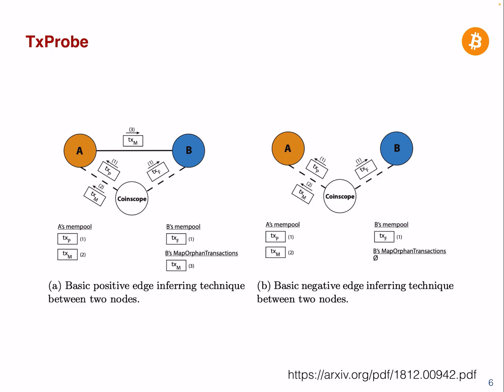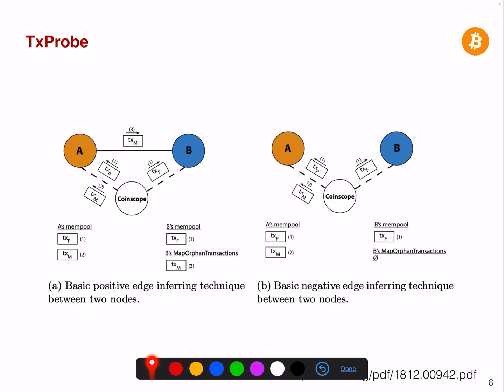There has been quite some interesting work on understanding the topology of the network layer. For example, the project Coinscope tries a basic positive edge inferring technique between two nodes. You have a node A and a node B, and what you want to know is whether they are connected to each other. You have another network participant who is connected to each of them, and then you can perform an active inferring technique. You, for example, send transaction P, then a transaction M, and then send transaction F to this node.